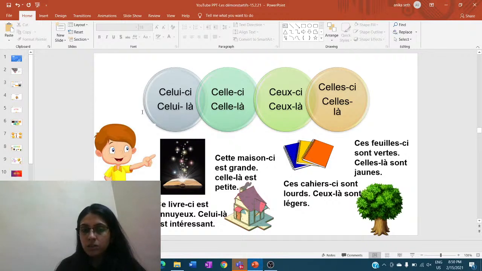Same case with maison. Cette maison-ci est grande, celle-là est petite. So this house here is big, the one there is small. Ces cahiers-ci sont lourds, ceux-là sont légers. These notebooks here are heavy, the ones there are light. Ces feuilles-ci sont vertes, celles-là sont jaunes. These leaves here are green, the ones there are yellow.